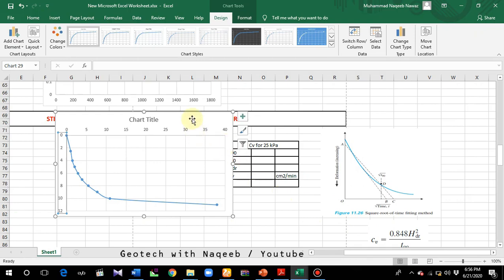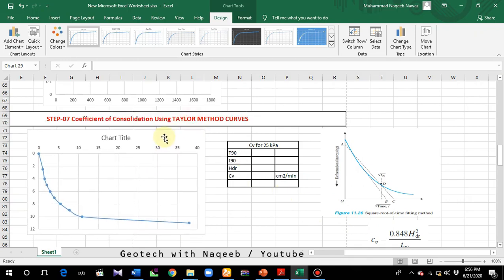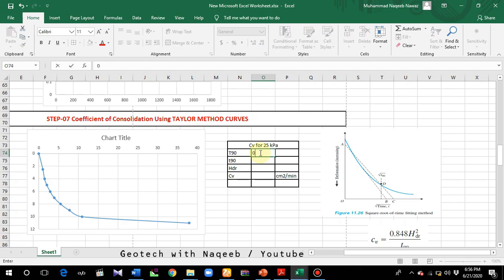So the next step is to find out how we can find out the C sub V value. For finding out the C sub V value, capital T90 is a constant value according to the Taylor method, 0.848. You can see in the formula here, 0.848. Now we have to find out small t90. It is the time for 90% consolidation. How will I find this out? It will have to be found out manually.